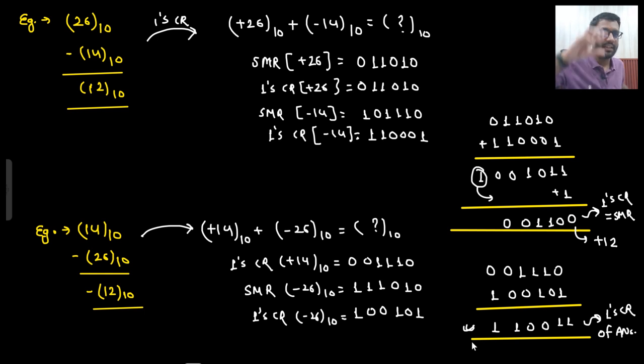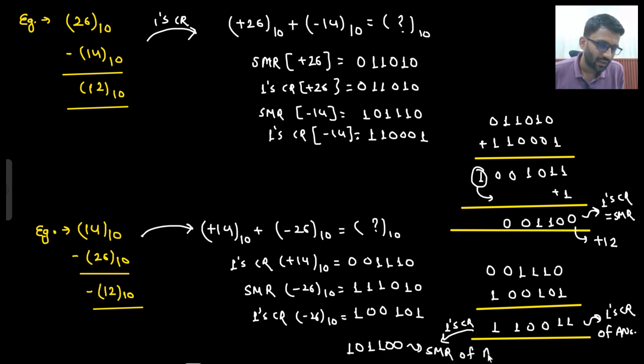Now if they are asking that you need to write down the final answer in sign magnitude representation, then what will you do? I told you this thing. If I need to get the sign magnitude representation, I will again take the 1's complement. So if I am again taking the 1's complement, 1 will be there as it is, 0, 1, 1, 0, 0. So this answer is the sign magnitude representation of your answer.